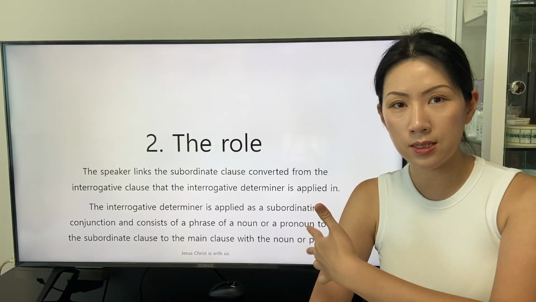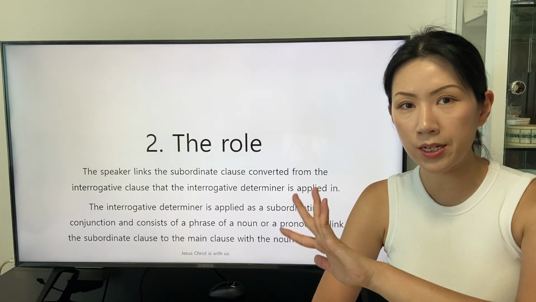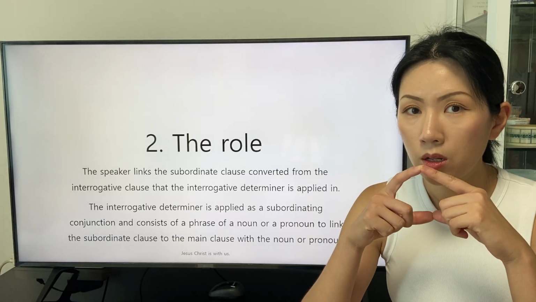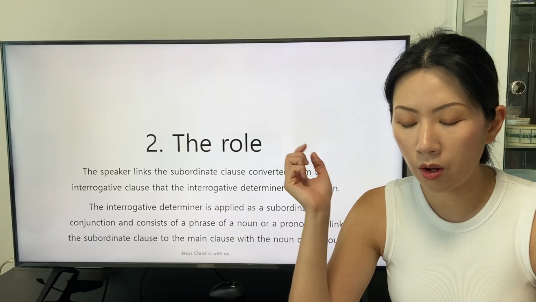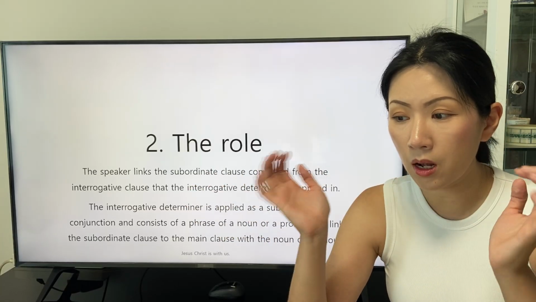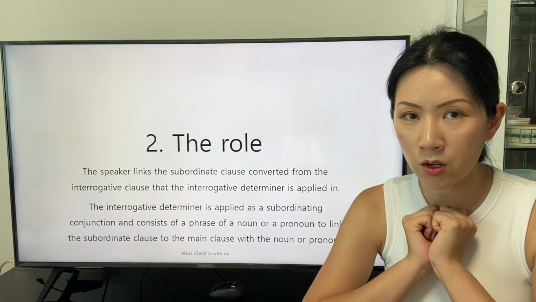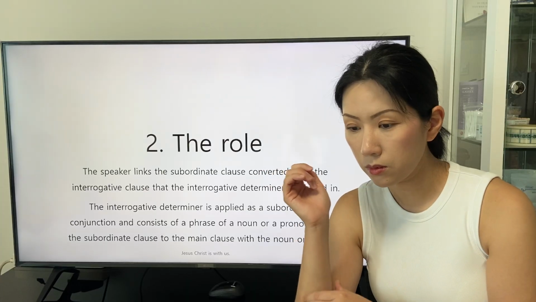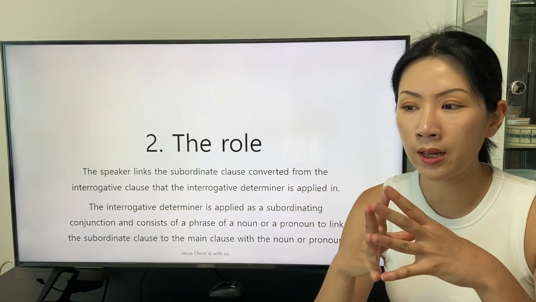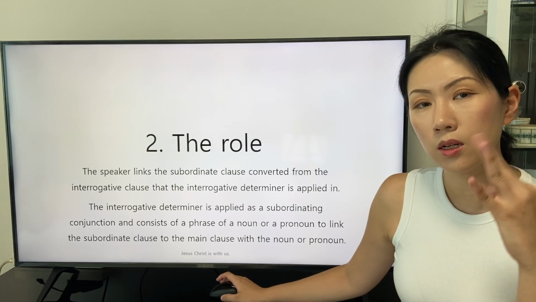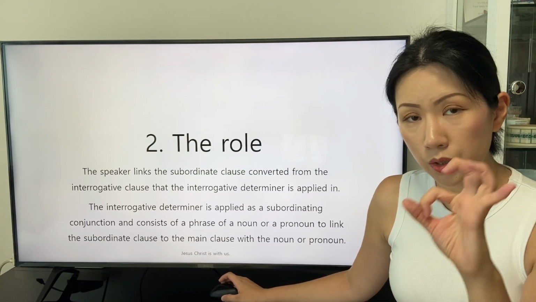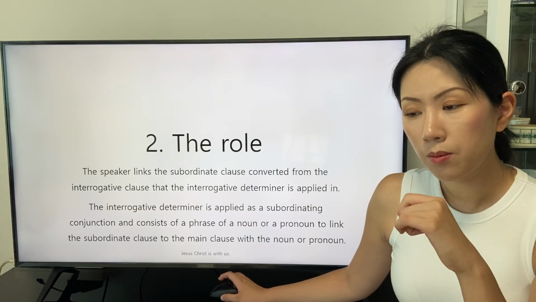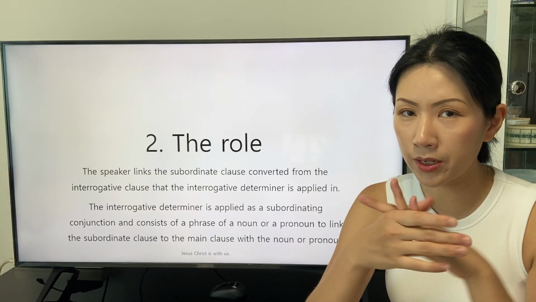In this whole presentation, in this whole chapter, we will study how the interrogative determiner becomes the subordinating conjunction with a noun or a pronoun. This is the reason why we deal with three subordinating conjunctions: whose, what, and which, except who.